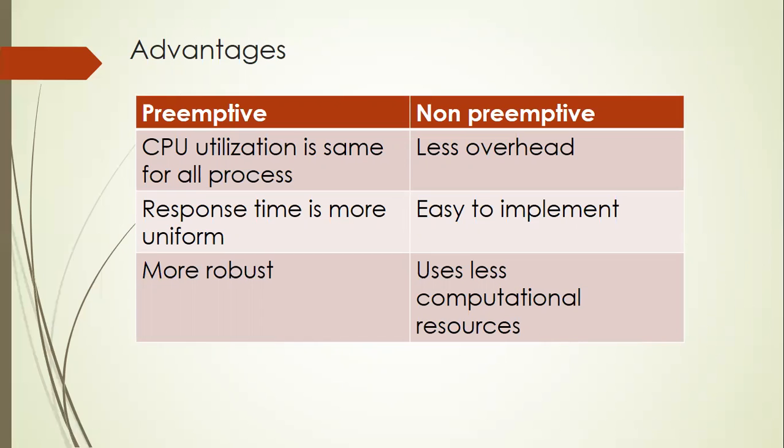We can tune a preemptive algorithm according to the priority of the job on our own. Some advantages of non-preemptive scheduling policies are that it has less overhead, because even if a high priority job comes, it cannot be given the CPU immediately. So there is no switchover, and it is easy to implement. Compared to a preemptive algorithm, a non-preemptive algorithm utilizes fewer computational resources.